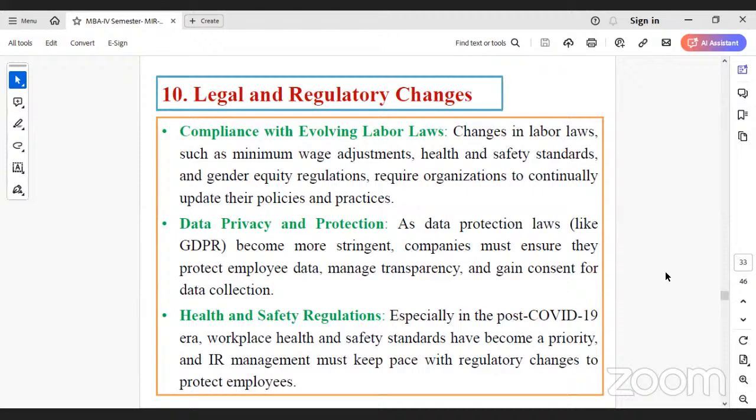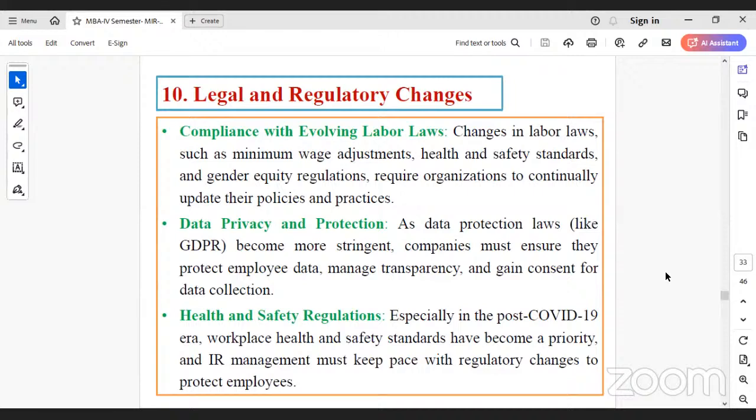As data protection laws like GDPR become more stringent, compliance means ensuring employees' data is handled properly, managing transparency and gaining consent for data collection. So data privacy is an important parameter in this human resource culture. Organizations are going to evaluate and compare with other organizations to manage transparency and also gain the consent of the employees at the organizational level.